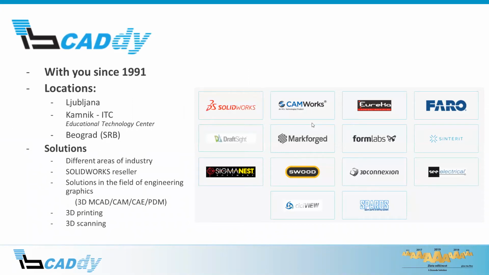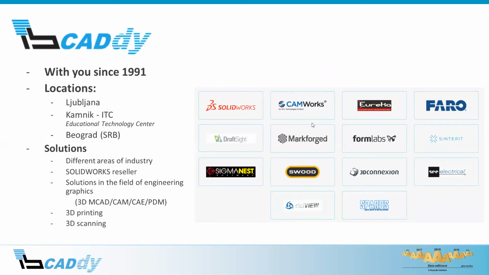IB-CADDY was founded in 1991. Today it is present in 3 locations, of which 2 are in Slovenia, with headquarters in Ljubljana and in Kamnik, where we have our Educational Technology Center. We also have an office in the capital city of Serbia, Belgrade. We provide software solutions in different areas of industry, in the fields of graphic engineering, 3D printing, and 3D scanning. One of the solutions we will present today is SigmaNEST and Shop Floor Solutions.